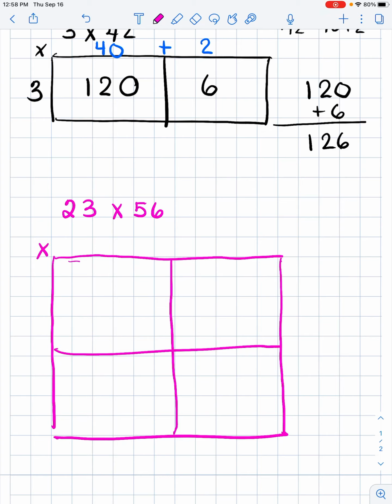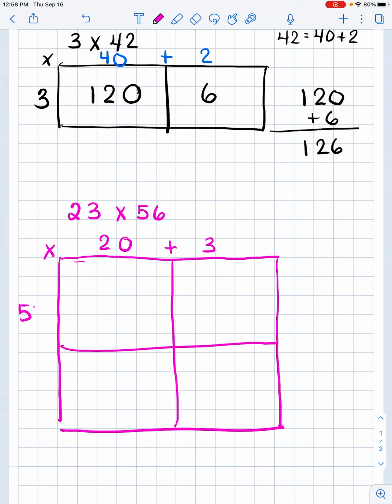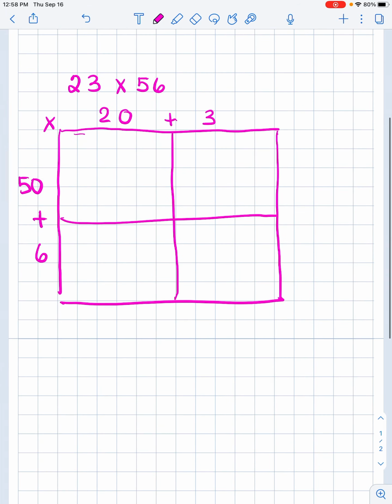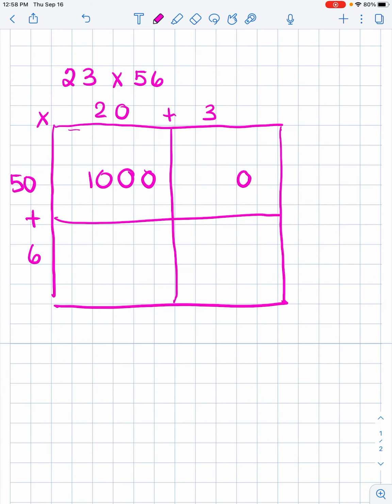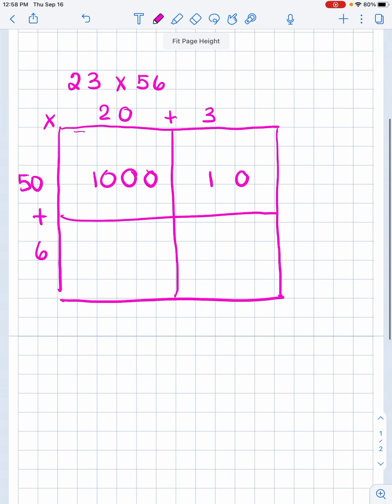We're going to expand 23, so that's going to be 20 plus 3. 56 is 50 plus 6. All right, now let's take a look at this. So our first box, 20 and 50 each have a 0. That's a total of 2 zeros. And now I'm just going to multiply 2 times 5, and that's going to give me 10. All right, now 50 times 3, well, 50 has 1 zero, so let's put that zero. And then 5 times 3 is 15.